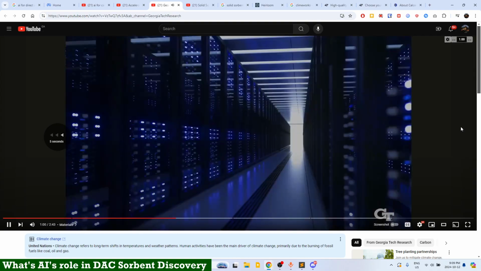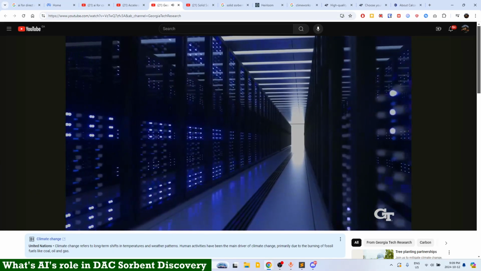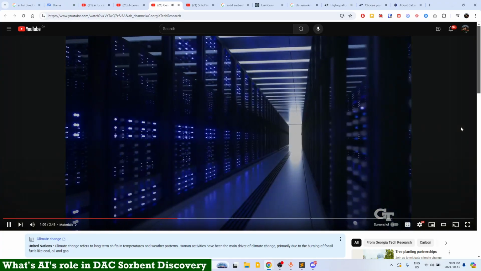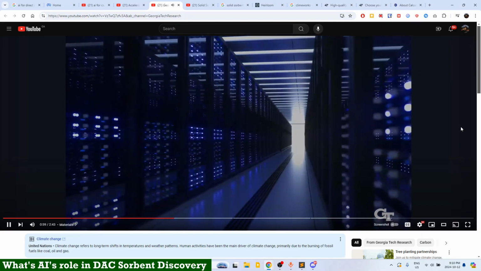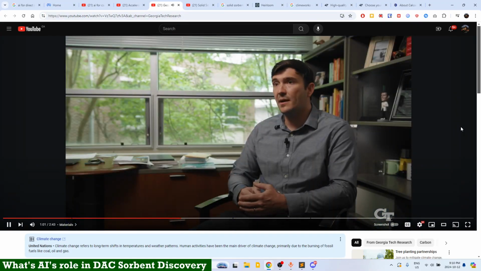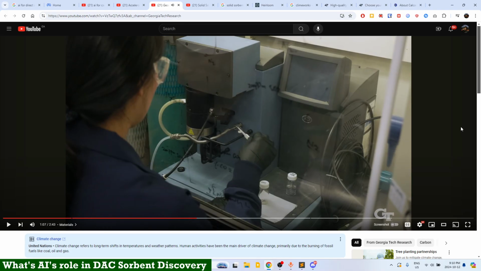What did you just say? Did he not understand what Meta was doing? They had this idea about using data centers as a potential route to direct air capture. Does he not know what they're doing? What does that even mean?